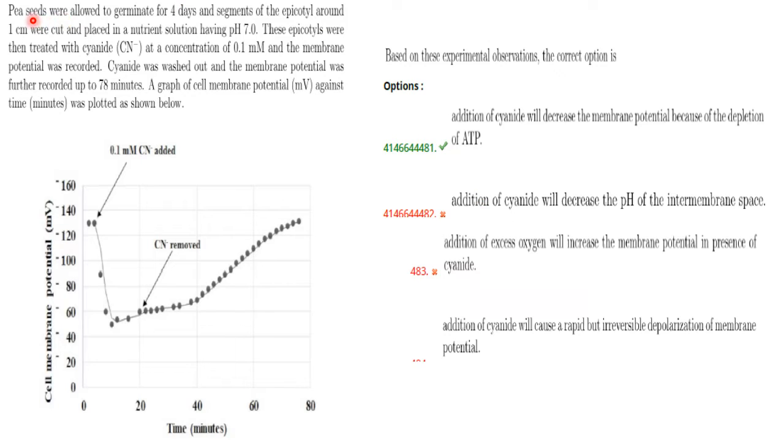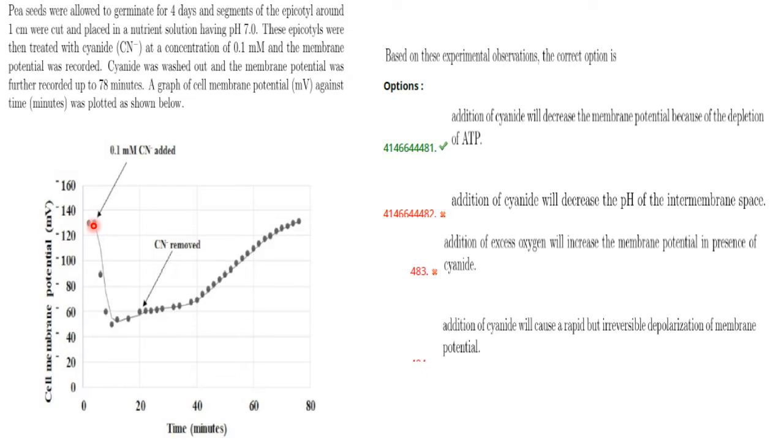Then next one. Pea seeds were allowed to germinate for 4 days and segments of the epicotyl around 1 cm were cut and placed in a nutrient solution having pH 7. These epicotyls were then treated with cyanide at a concentration of 0.1 millimolar and the membrane potential was recorded. Cyanide was washed out and the membrane potential was further recorded up to 78 minutes. A graph of cell membrane potential against time was plotted as shown.